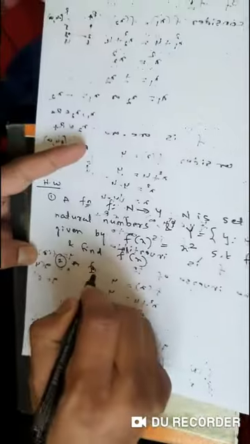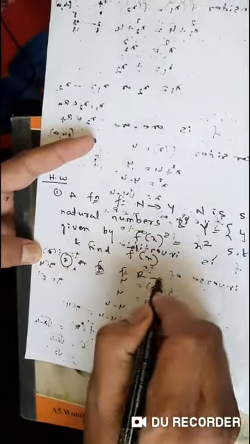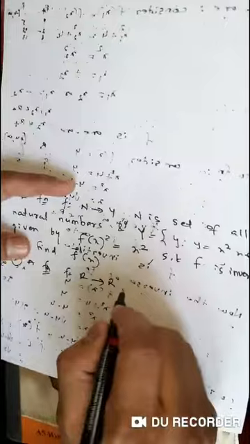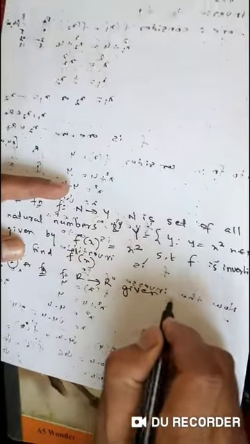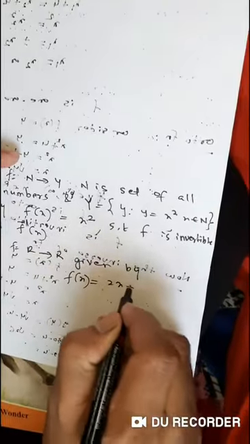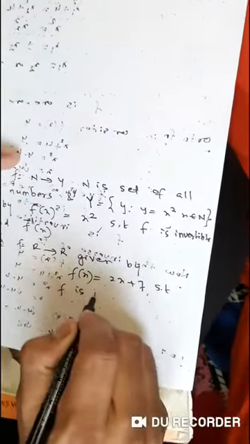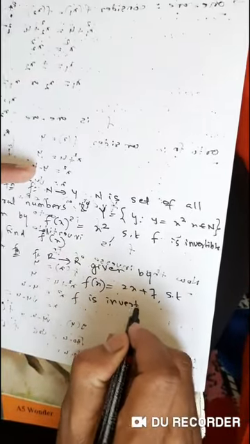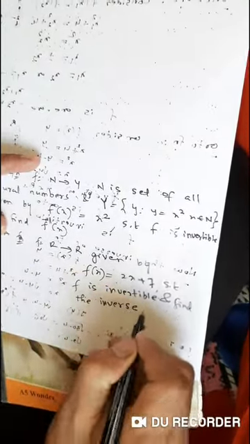Second example, a function f mapping R to R given by f of x equal to 2x plus 7. Show that f is invertible and find the inverse. If any doubt, ask me.